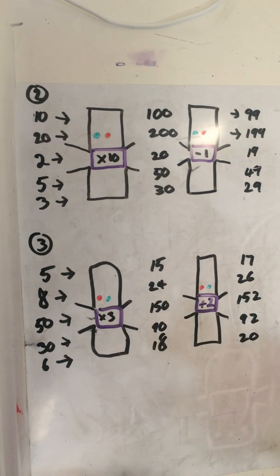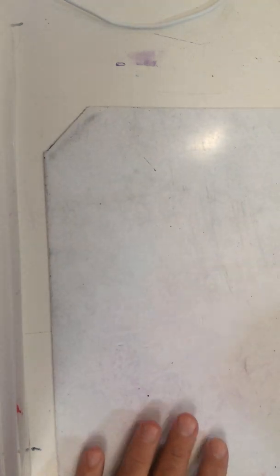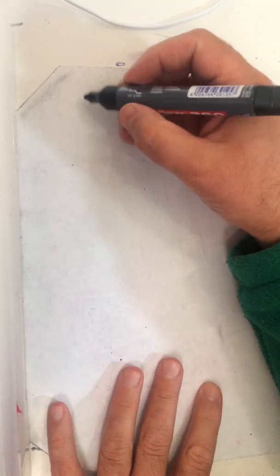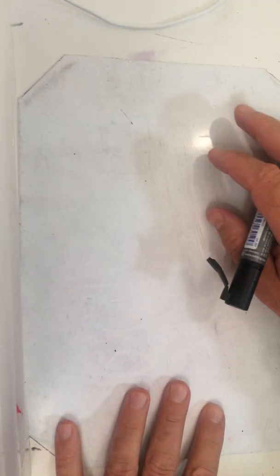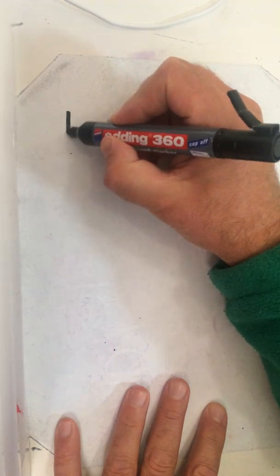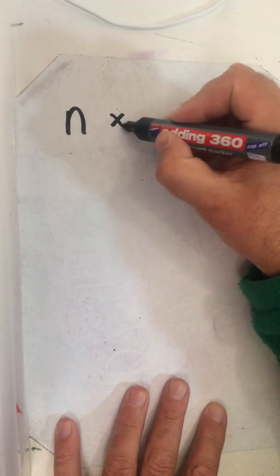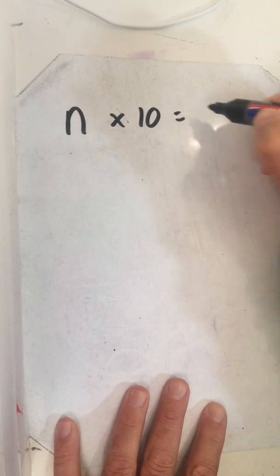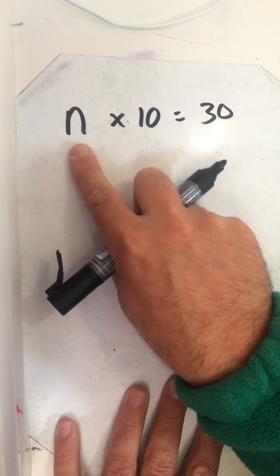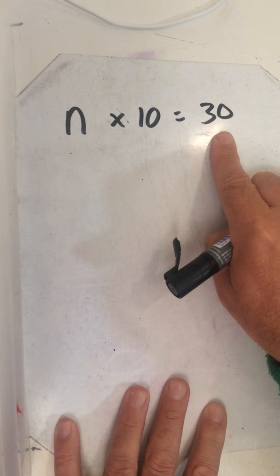Now, what I want us to look at next is a little bit of algebra. We're going to come back to these questions in a moment, but first we're going to look at how algebra works. Say, for example, you're multiplying. Algebra is kind of weird: I don't know the value of the number I start with. So a number times 10 equals 30.